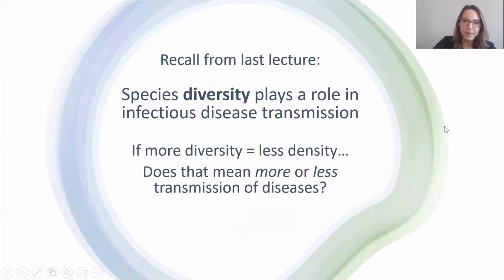Now, I want to bring this up from also last lecture where we talked about species diversity. So remember that we were talking about species diversity playing a very important role in infectious disease transmission. And we said that more diversity actually equals less density. So I want to ask you guys, based on that, does that mean more or less transmission of diseases?